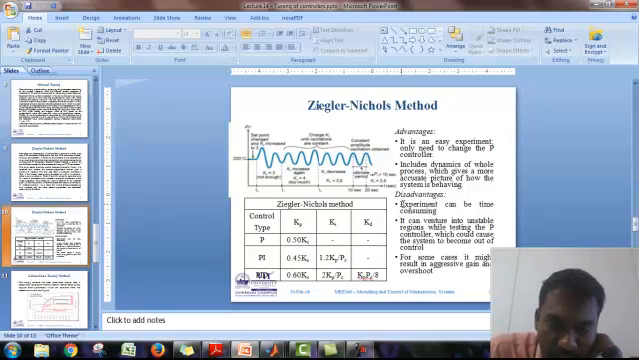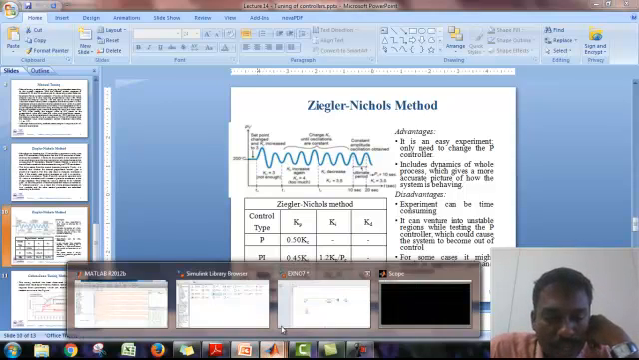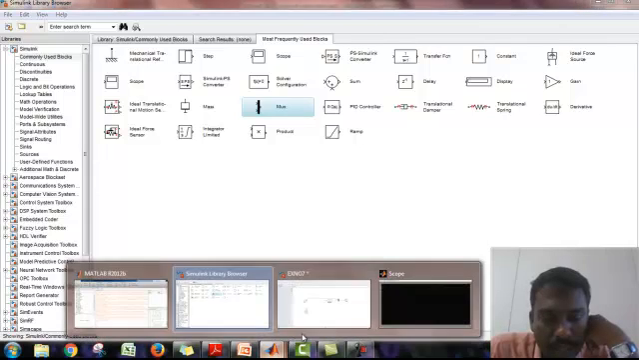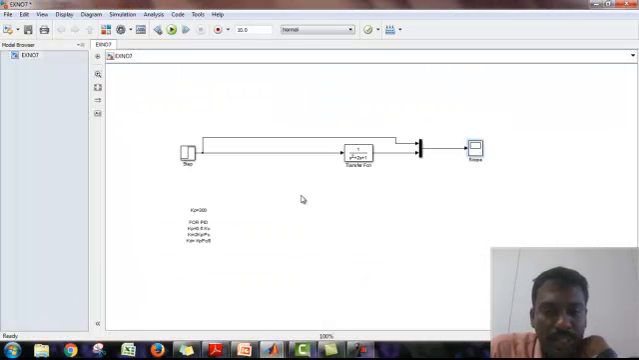The disadvantage is that it's again a time-consuming process, but compared to the manual tuning method, the time consumption is very low. Once you find the proportional gain value, it's very easy to find the remaining integral and derivative values. The same thing we are going to do in MATLAB, so try to open MATLAB, and I have already framed the system like this.